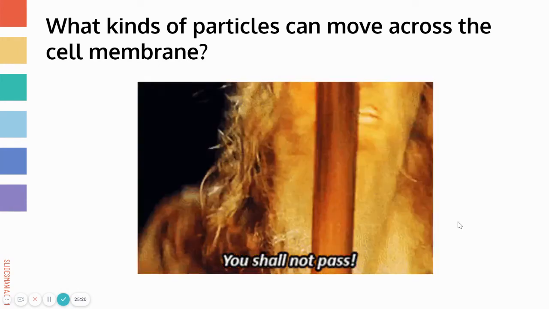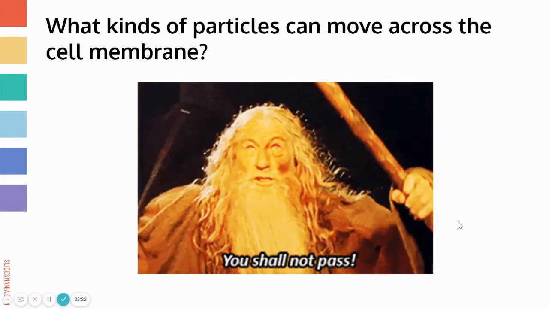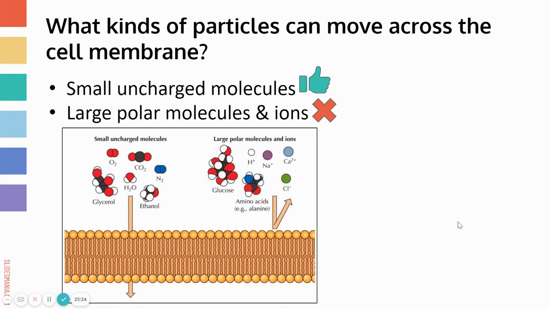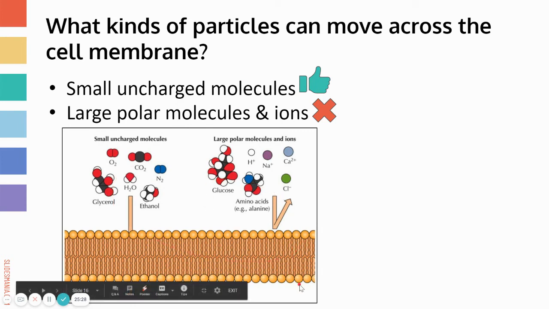Membranes are selectively permeable too. So not just any molecule can move across the cell membrane. When we're looking at what kinds of molecules are able to get across, there are two characteristics that we have to take into account. One is the size of a molecule.